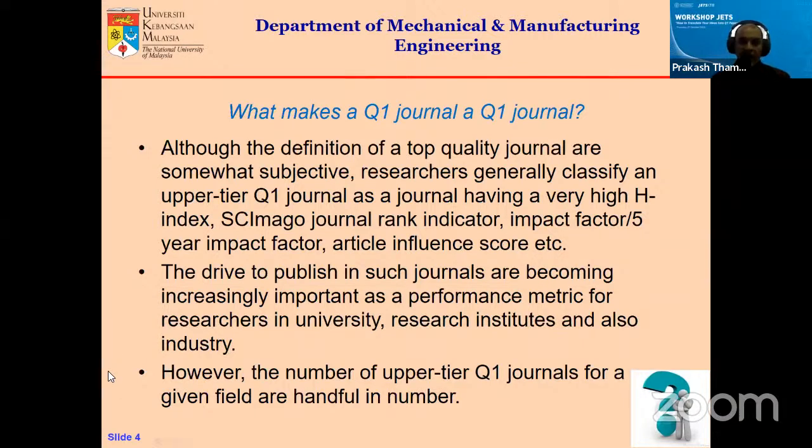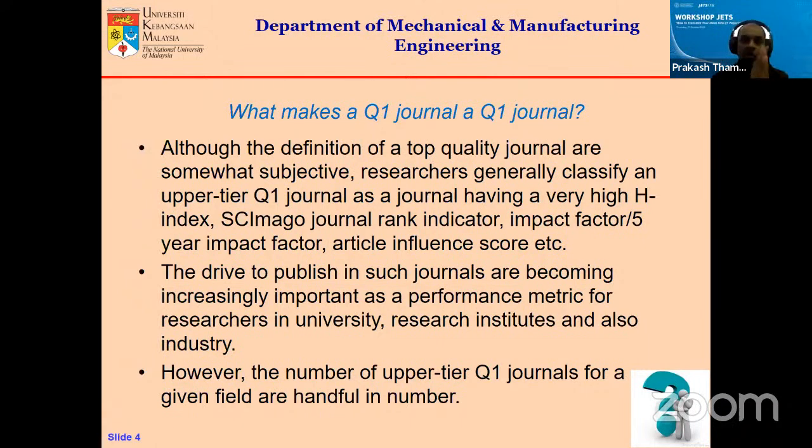However, the downside is there is only a handful of upper tier Q1 journals. Depending on the field, because it is by definition statistical, if you're in the top 25%, you'll be in Q1. That's all. And particularly at the borders, these journals can be either Q1 or Q2.